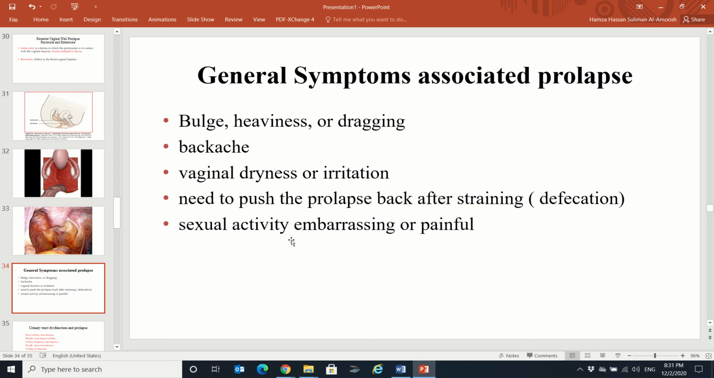In severe cases of posterior wall prolapse, when she tries to defecate, the stool will push the posterior wall of the rectum inside the vagina, and it will not go to the anal canal to pass the stool. So the lady has to put her finger inside the vagina to push the posterior wall and support it. So when she strains, the stool will go to the anal canal and she can pass stool. This is called digitation. Sexual activity may be embarrassing or painful.